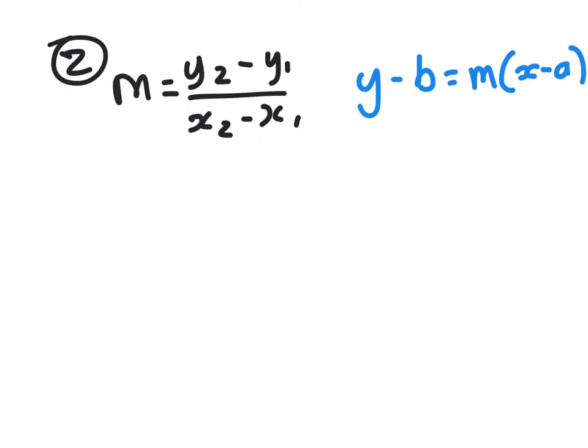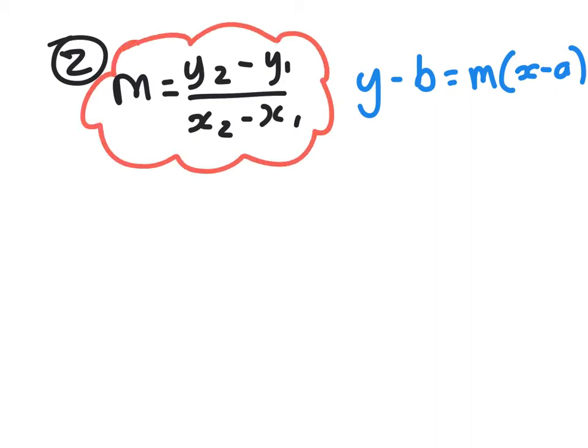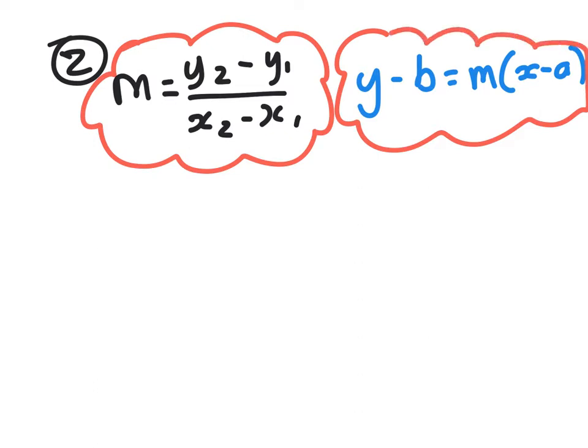Number 2, straight line. So here we've got the two formulas that we're going to need. We're going to need the gradient formula and we're going to need the straight line formula. Okay. Also what we need is 2 points. Now fortunately in the question we're given those. Those are the points negative 2, 1 and the point 2, 3.